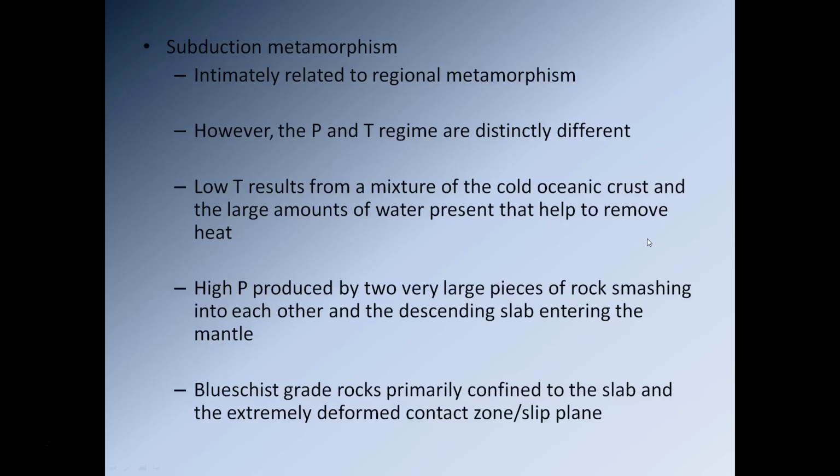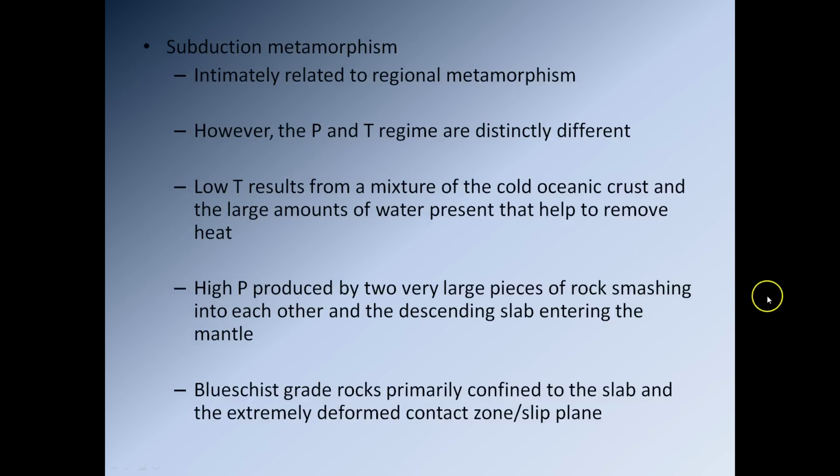So what about subduction metamorphism? Subduction metamorphism is intimately related to regional metamorphism. Subduction metamorphism has to occur when you get a piece of oceanic crust subducting underneath a piece of continental crust. That's going to produce a mountain range, and in that mountain range you're going to have regional metamorphism.